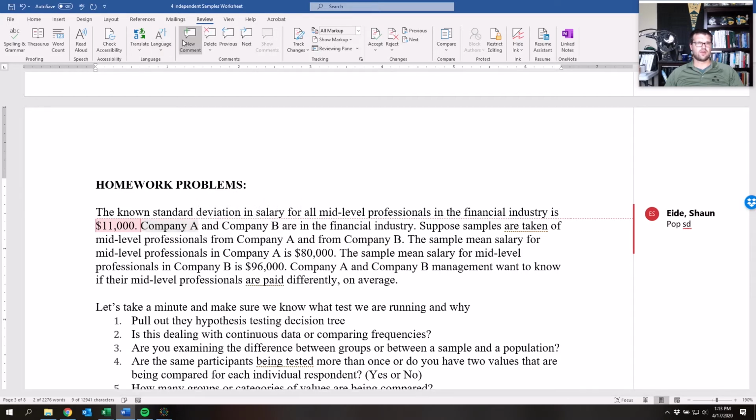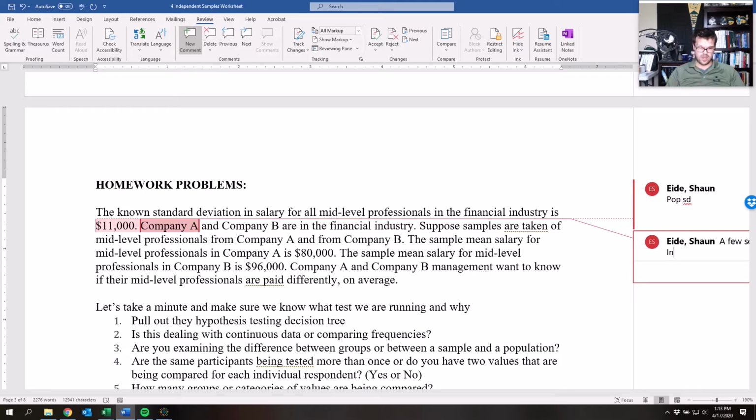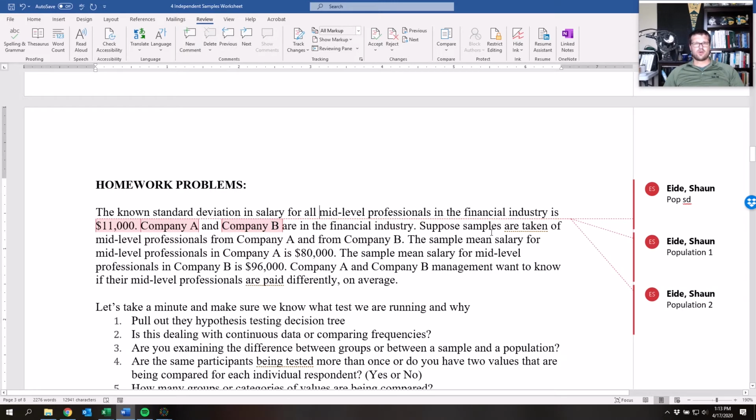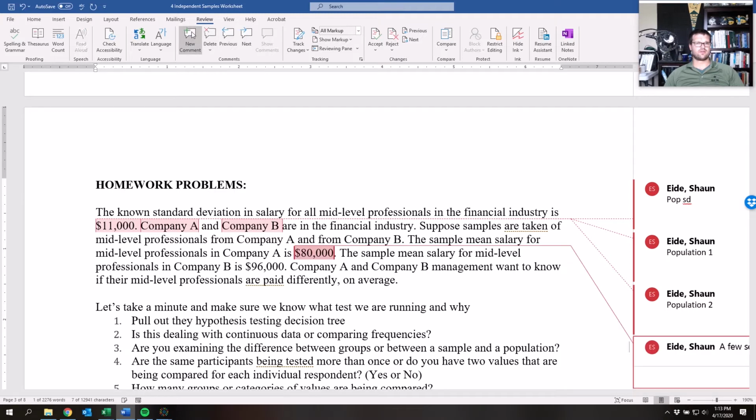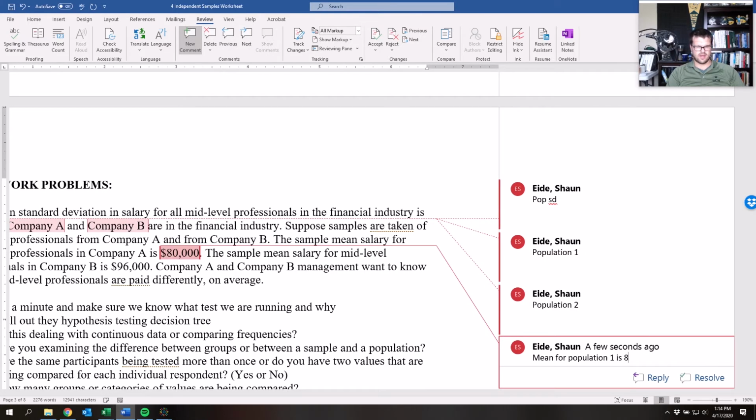So what we have here is population 1, and then right here we have population 2, are in the financial industry. Suppose samples are taken of the mid-level professional company from company A and from company B. The sample mean for every salary for mid-level professionals in company A is $80,000. Okay, so what we have right here is mean for population 1 is 80,000.